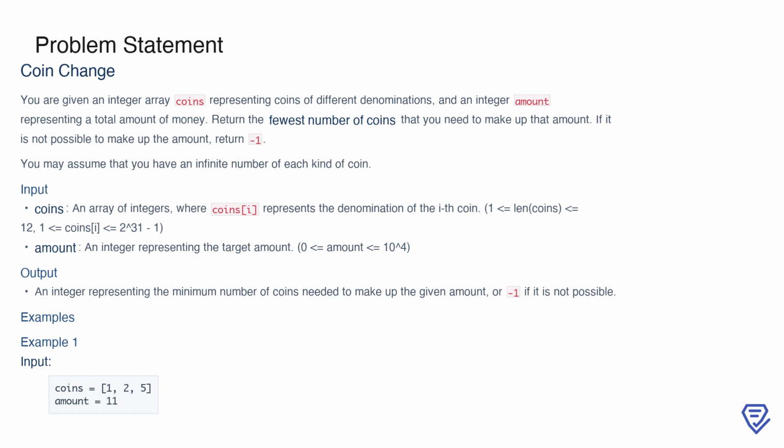For the input, the coins array will have between 1 and 12 elements, and each coin value will be a positive integer up to 2 to the power of 31 minus 1. The amount is a non-negative integer that can go up to 10,000. The output will be a single integer representing the minimum number of coins required, or -1 if it's impossible to form the amount. Let's look at some examples to better understand this problem.